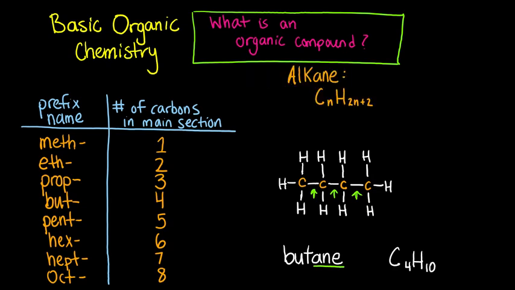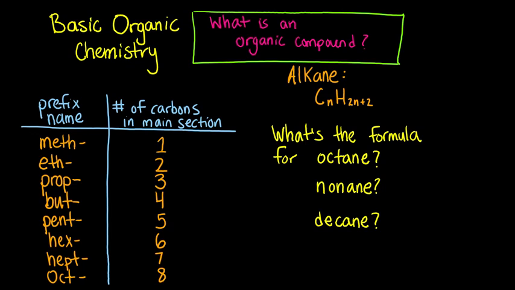The formula for a linear alkane that is not in a ring is CnH2n+2, where n is the number of carbons, and the number of hydrogens can be determined by doubling the number of carbons and adding 2. The formula for butane, methane, and every other chain or branched hydrocarbon that is all single bonds, or an alkane, is double the number of carbons and then add 2, and that's how many hydrogens there are.